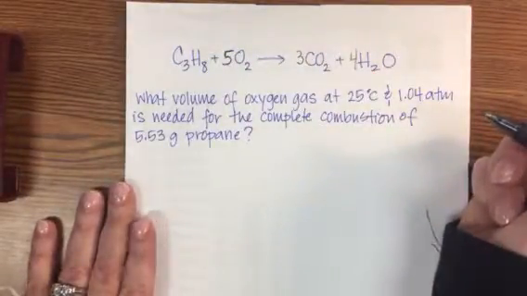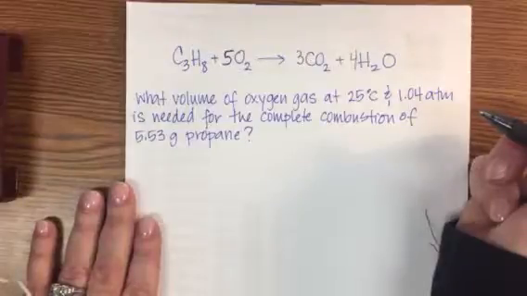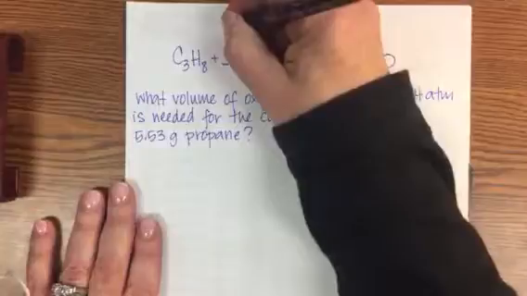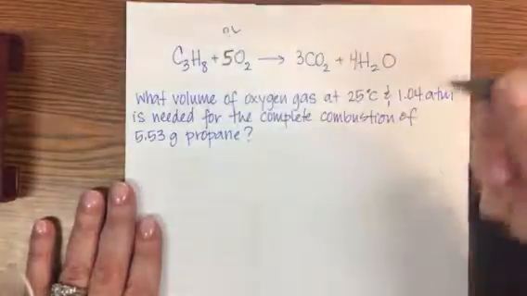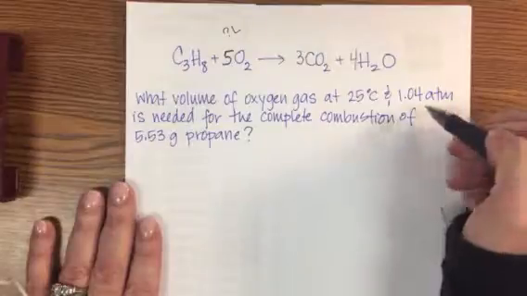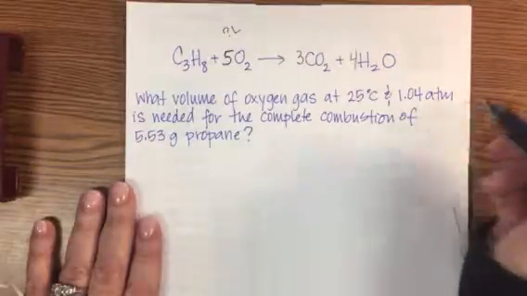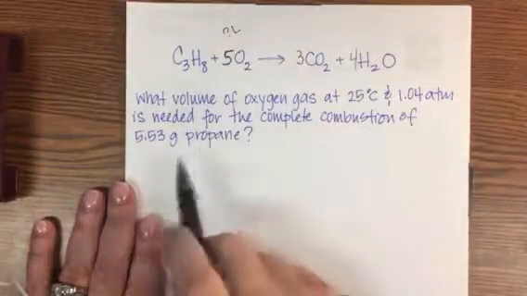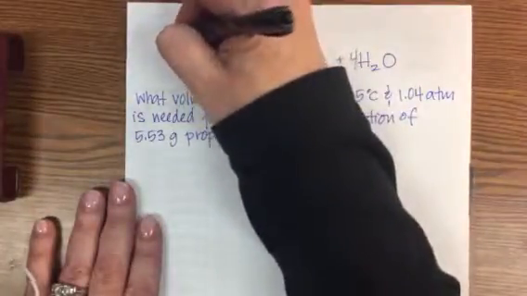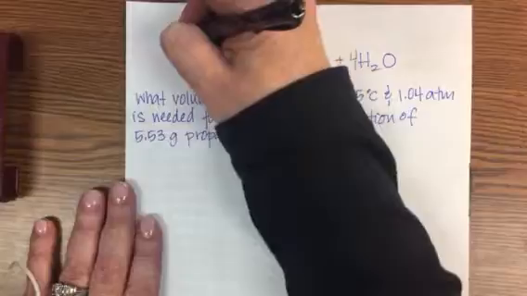Now let's annotate the balanced chemical equation. What volume of oxygen gas, so question mark liters, at 25 degrees Celsius and 1.04 atmospheres is needed for the complete combustion of 5.53 grams of propane? So 5.53 grams of propane.